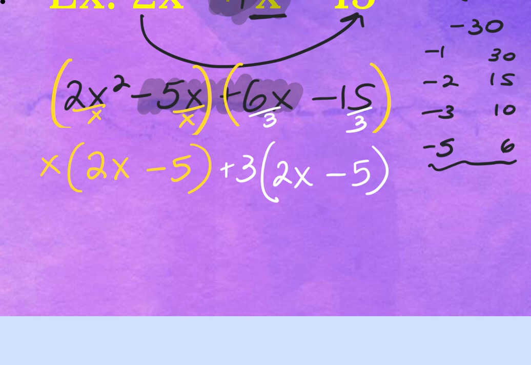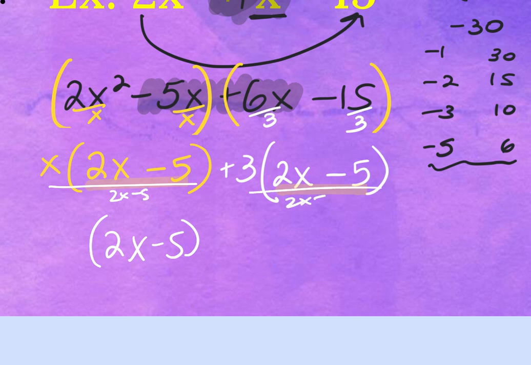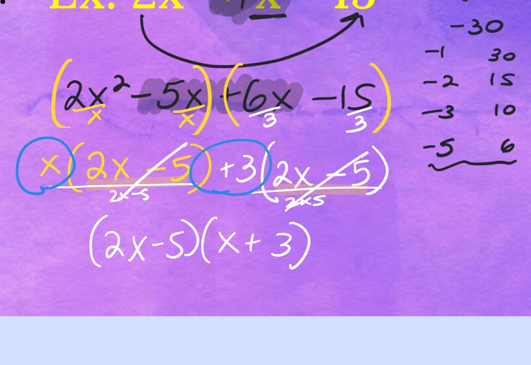And then what's inside the parentheses matches. That's my greatest common factor now. That goes out front. So I'm dividing both of these by 2x minus 5, which means they cancel out. And what's left, x plus 3, gets grouped together in my second set of parentheses.